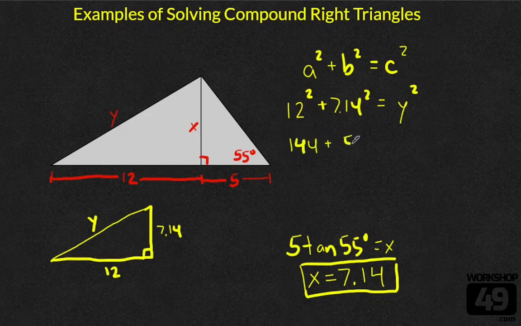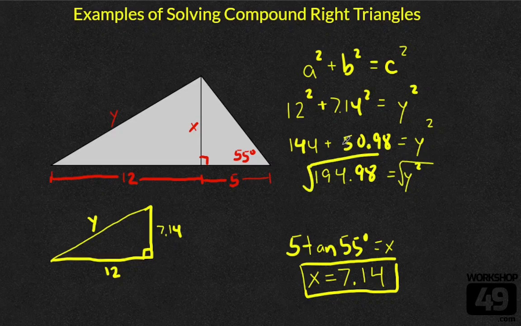144 plus 50.98, and just put those in the calculator and square them. This is 12 times 12, 7.14 times 7.14 equals y squared. Go ahead and add these together. The 144 plus 50.98, 194.98. I know that's really close to 195. I just don't like rounding until I get all the way to the end. That equals y squared. And for our final step, we're going to square root both of these, and we end up with y equals 13.96.